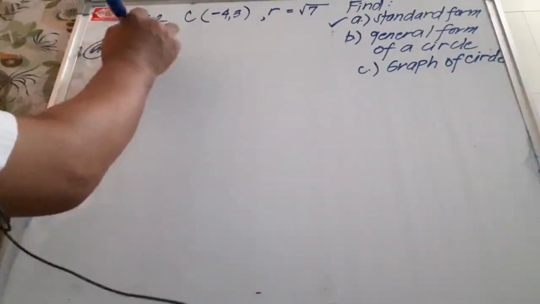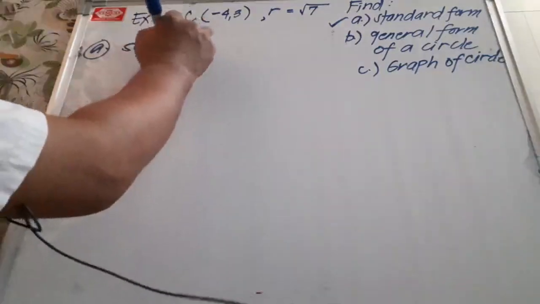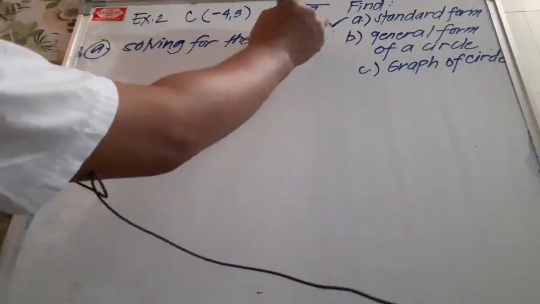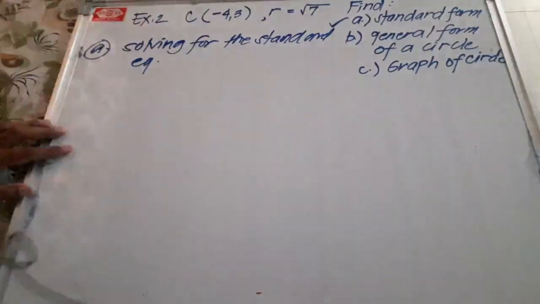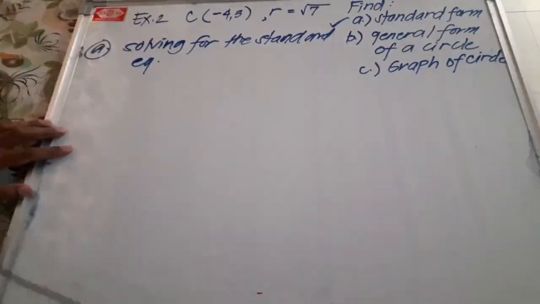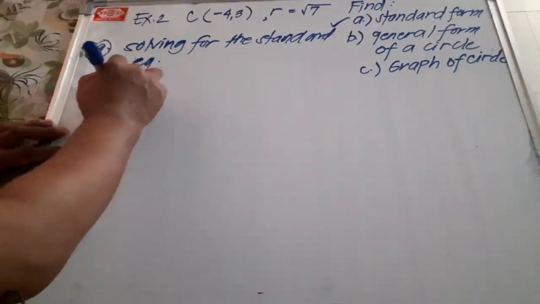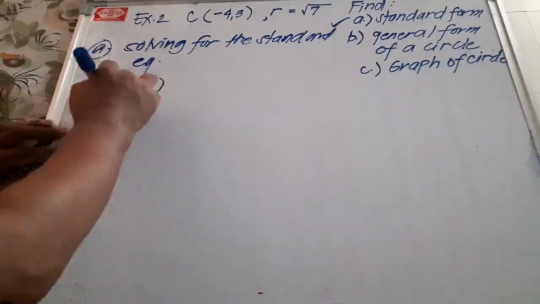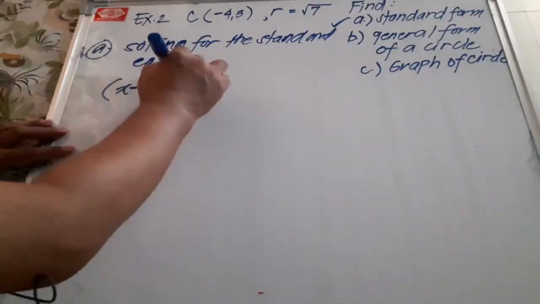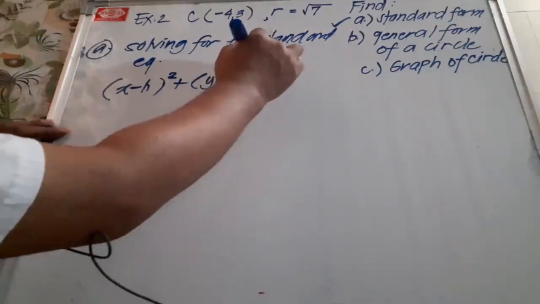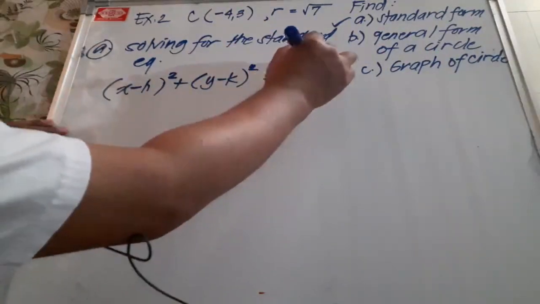So, solving for the standard form or standard equation. Paano? So, yung property of a circle, kapag center ay HK, ang kanyang standard form ay quantity x minus h squared plus quantity y minus k squared equals r squared.